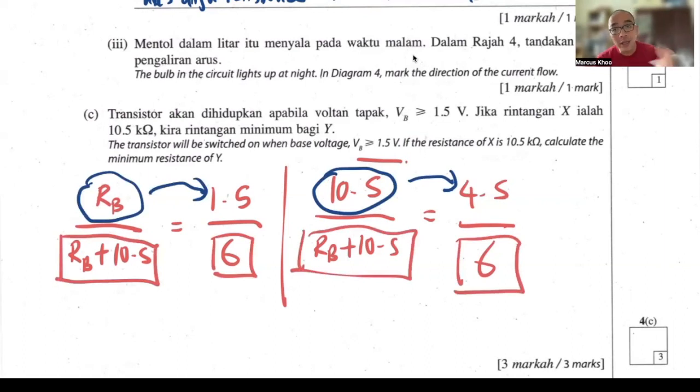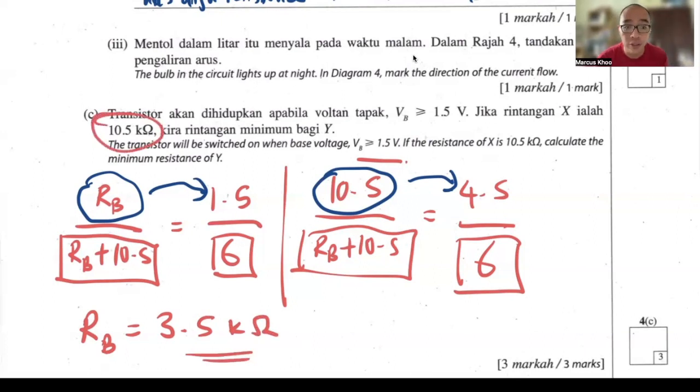When you calculate this, either the left or the right way, it doesn't matter, you will still get the same answer, where RB equals 3.5 kilo ohms. The good news is you don't even have to change the kilo ohms to times 10 to the power of 3. Just leave it as kilo ohms. It's totally fine. You get RB equals 3.5 kilo ohms, whether you use the left method or the right method, because this is what we call the voltage divider formula.